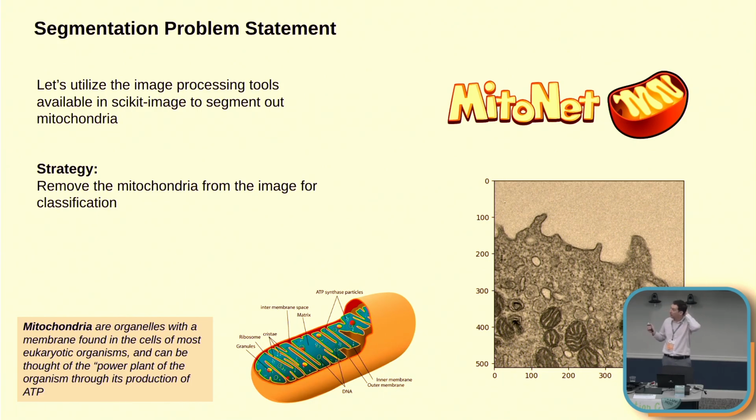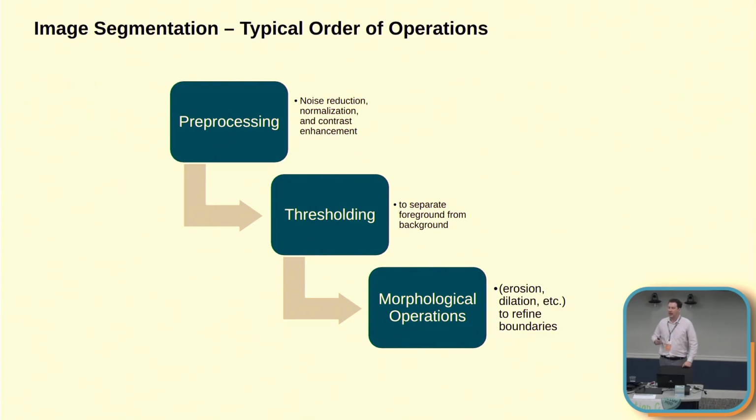This data set is pulled from MitoNet. It was found on GitHub. It's a collection of images and also a CNN that was trained specifically for this purpose. So we'll be using those images today. So the typical order of operations when you segment an image is you go through different steps. First is pre-processing.